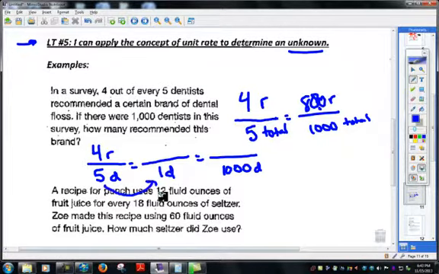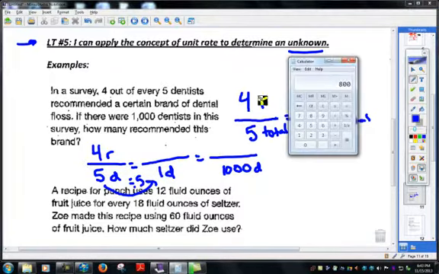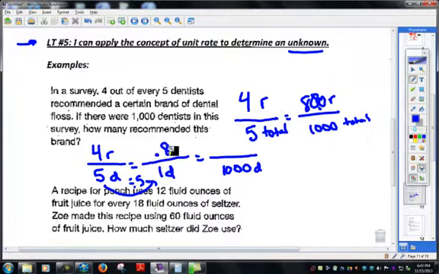What am I doing to go from 5 to 1? Dividing by 5. So I have to do 4 divided by 5, and that is 0.8. So 0.8 of them recommended. I know that doesn't make any sense because you can't have a partial human being, but that's not the point. It's the process, understanding that you're finding a unit rate.